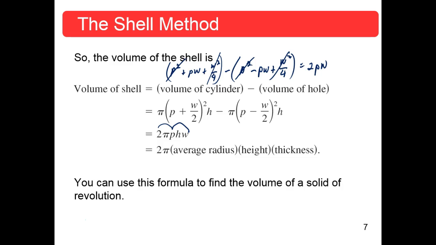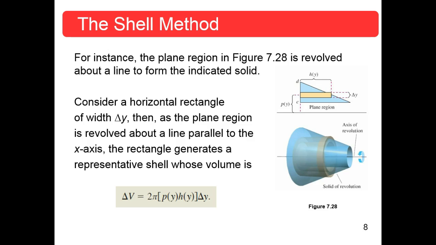The rectangular solid. 2 pi r is the length of that, h is the width of that, and w is the thickness of that. So to me, that's a lot easier than doing this difference. Now, I was afraid if I did it my way, it would come out a little different. It comes out exactly the same. Okay? So you can use that formula to find the volume of a solid of revolution. So let's see if we can do it.